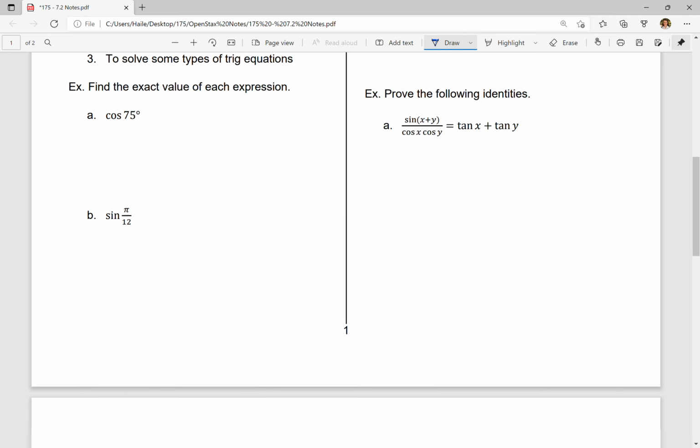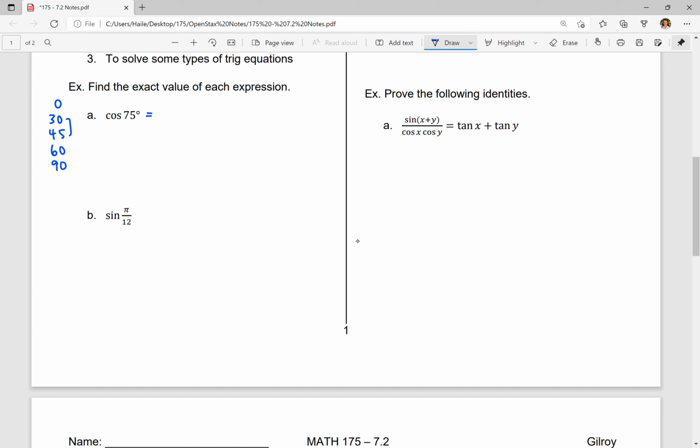So our first example, we're going to find the exact value of the following expressions. Our first one is the cosine of 75 degrees. So our job here is to figure out how we can either add or subtract two angles to get 75 degrees. So we want to think about our unit circle values. In degrees, it would be 0, 30, 45, 60, and 90. Those are our basic unit circle angles in the first quadrant. So will any of those give us 75? The ones I'm looking at are 30 and 45.